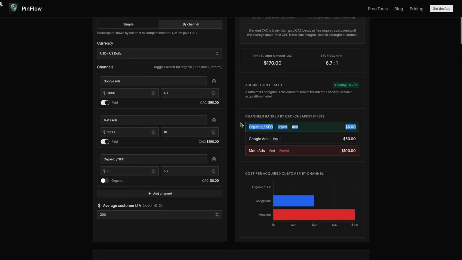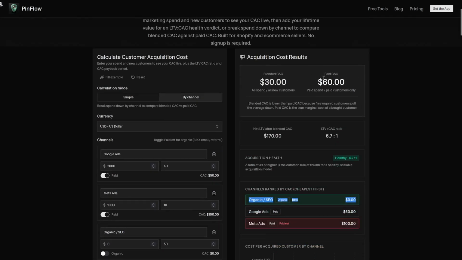You should therefore promote the organic or SEO method. Here your CAC is calculated, around $60. This is the blended CAC, that is all spend divided by all new customers.